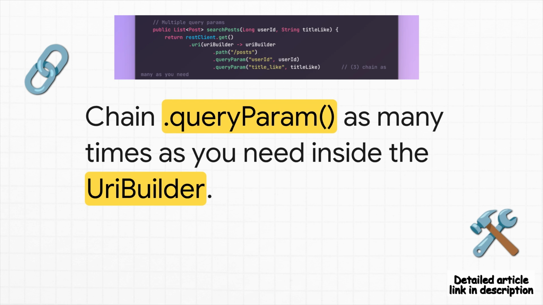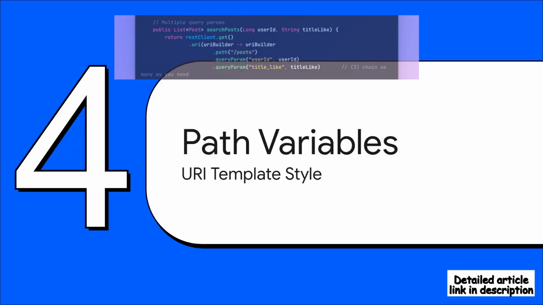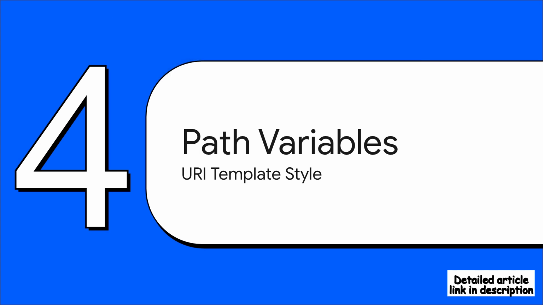The builder handles the whole shebang safely. Okay, Section 4, Using Path Variables. So what happens when our endpoint dictates that we use a path variable instead of a query parameter string? Say we just want one specific post by its ID.